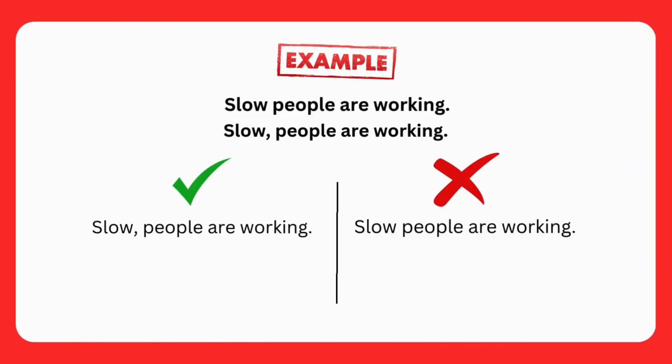For example, "Slow people are working." In this sentence, we are not getting the exact idea. But if we place a comma after slow, "Slow, people are working," then the reader can get the exact idea that it is a command to go slow because people are working. In short, punctuation acts as the traffic signals of language and guides readers through the flow of ideas.